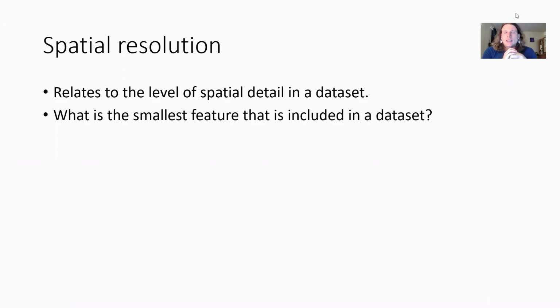Something that's closely related to map scale is the spatial resolution of data. So this relates to the level of spatial detail in a data set. Essentially, what is the smallest feature that is included in a data set. So both vector and raster data have spatial resolutions, although spatial resolution is typically more important of a consideration when working with raster data.